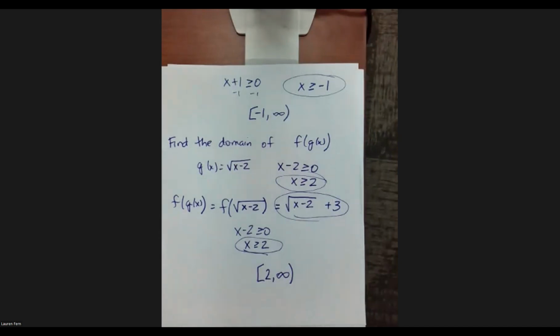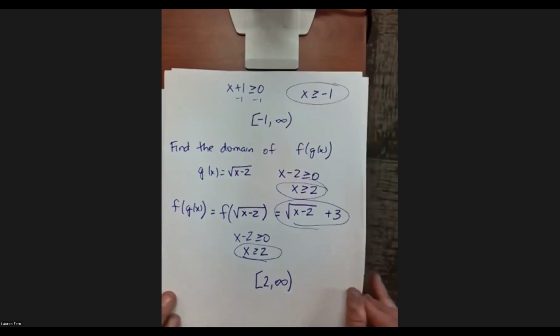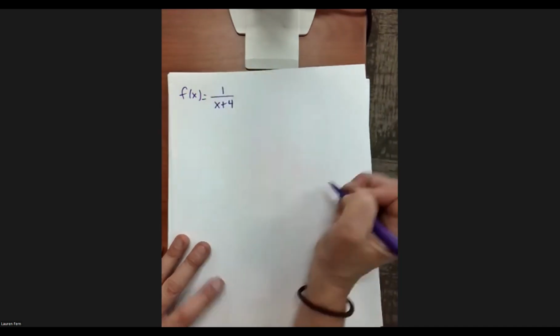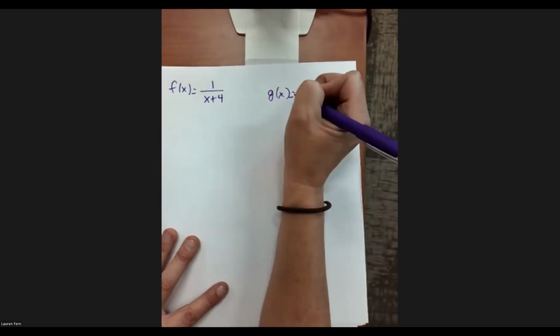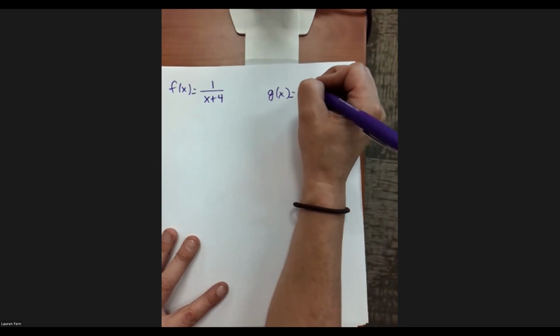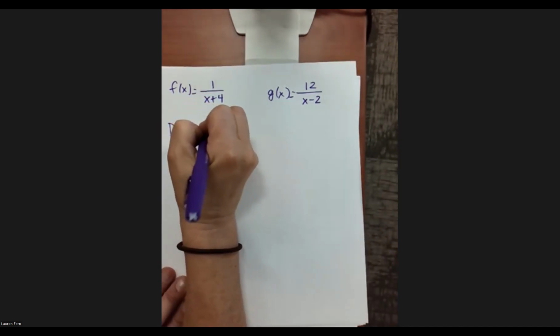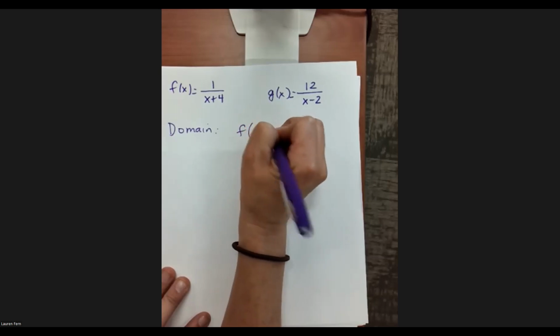I'm going to do another one. Suppose I have f of x is equal to 1 over x plus 4, and g of x is equal to 12 over x minus 2. Ew. I mean, you might as well feel something about the situation, right? Okay. What if I want us to find the domain of f of g of x?